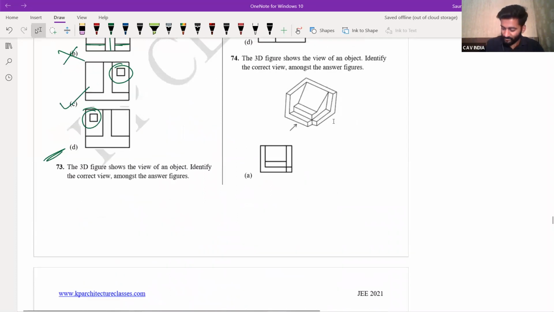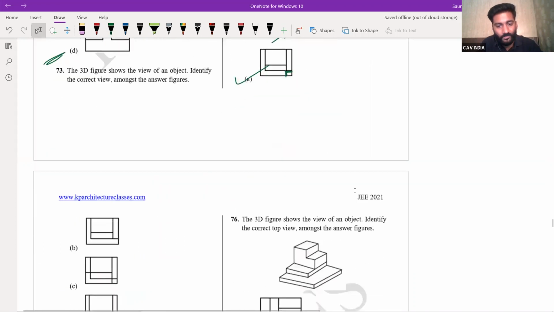Then similarly, 74th, you look at it from this side, and actually option A is the right answer. These lines would be here because of this part. L shape would be here, then this part. Similar questions.